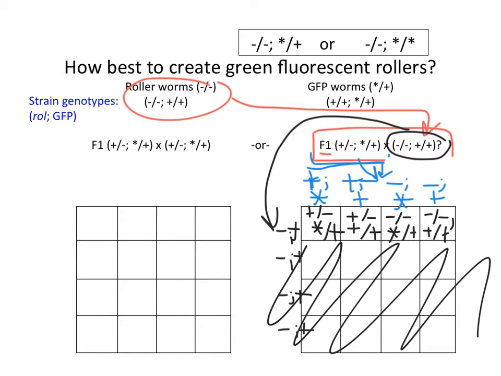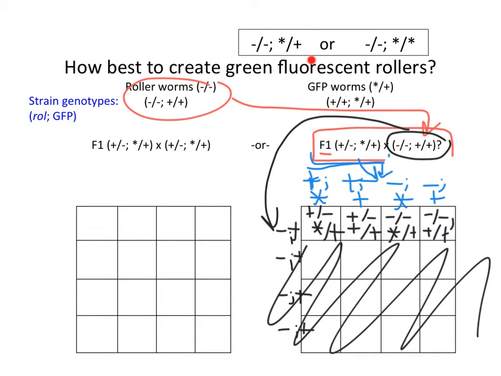We've got 25%, we've got 4 different genotypes in there. A quarter of the offspring will be each of those 4 squares. Which one is the green fluorescent roller? First one, second one, third one, or fourth one, left to right? Third one. We've got a genotype that's got 2 minuses at the roller gene and an asterisk over plus.